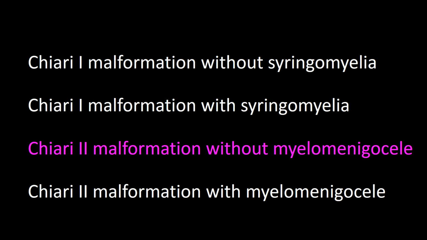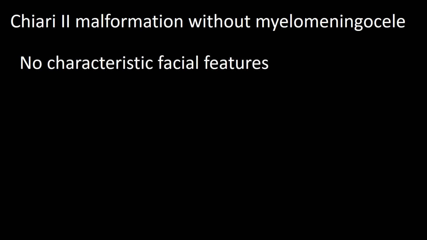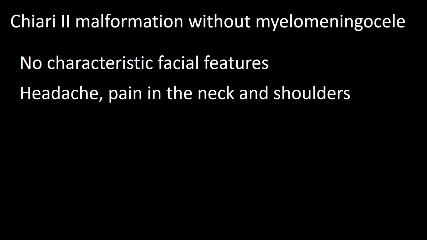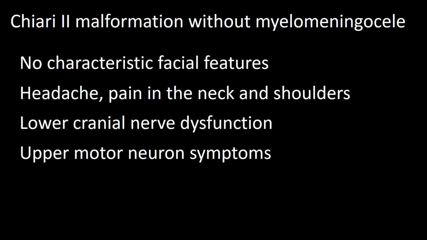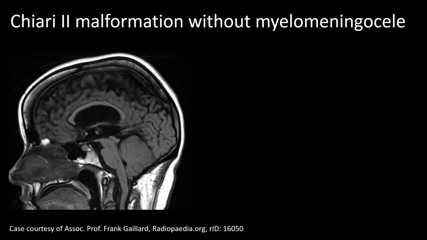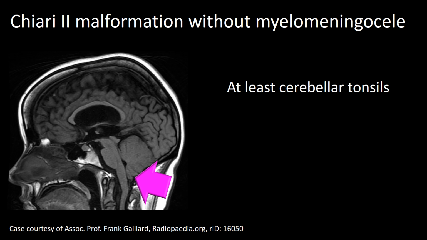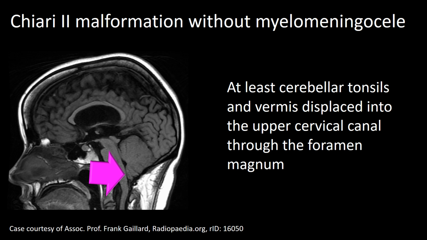Now we will talk about Chiari type 2 malformation without myelomeningocele. Patients with Chiari type 2 malformation without myelomeningocele have no characteristic facial features. They may present at any age with headaches, neck and shoulder pain, lower cranial nerve dysfunction, upper motor neuron symptoms, and ataxia. The MRI of patients with this condition shows at least evidence of cerebellar tonsil and vermis displacement into the cervical canal. These patients often have aqueductal stenosis.